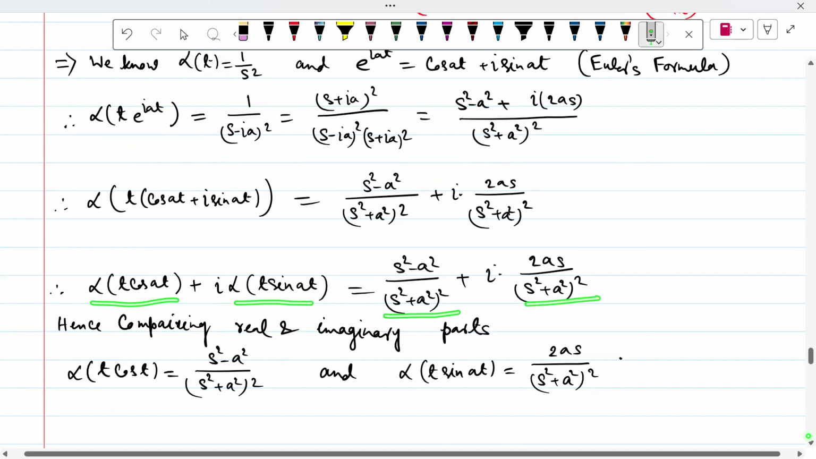So we can compare the real parts on both sides. This gives the Laplace transform of t cos at equal to (s square minus a square) by (s square plus a square) whole square. And comparing the imaginary parts, we get the Laplace transform of t sin at equal to 2as by (s square plus a square) whole square. Next day we will see some more examples and more properties and their examples.